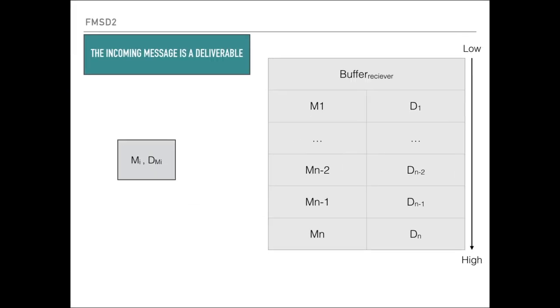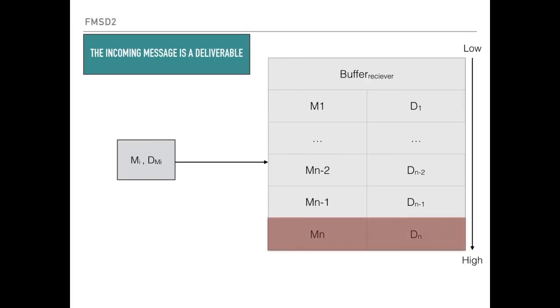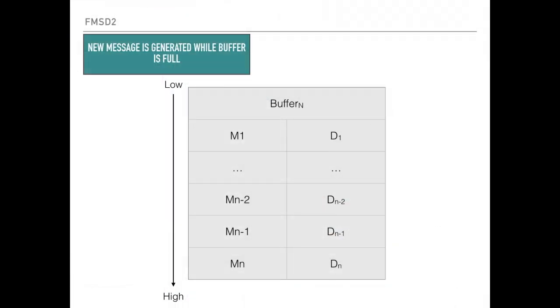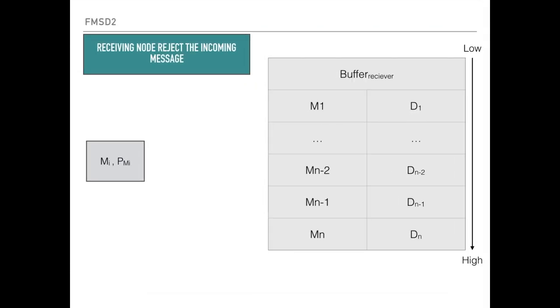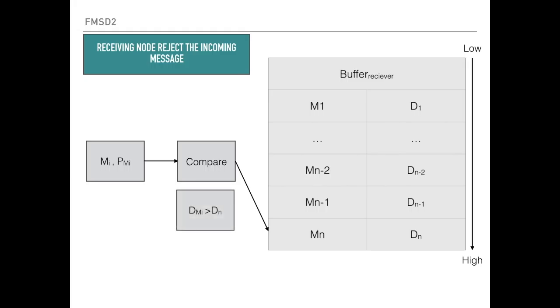If the incoming message is deliverable and the buffer is full, this means that the receiver is the destination for this message. The most dropping prioritized message is dropped. And the same goes for newly generated messages when the buffer is full. There are some cases where the receiver will reject the incoming message, if the incoming message has more dropping priority than its most dropping prioritized message.